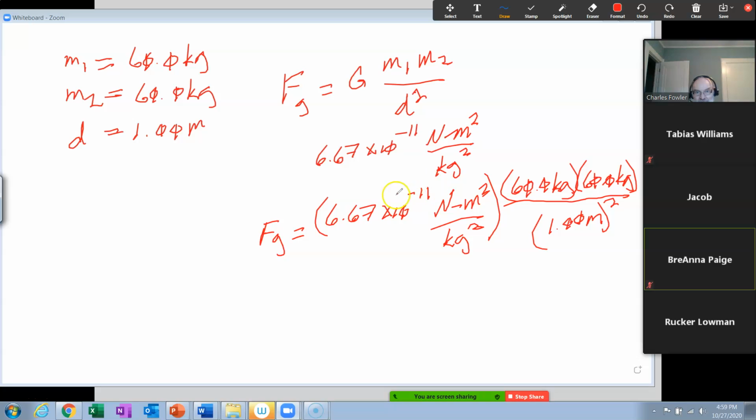Now let's deal with the units first. Here we have meter squared, and there we have meter squared. Here we have a kilogram times a kilogram, and here we have kilogram squared. Guess what? All that's left is Newton. That's exactly what we measure force in. So that makes sense.